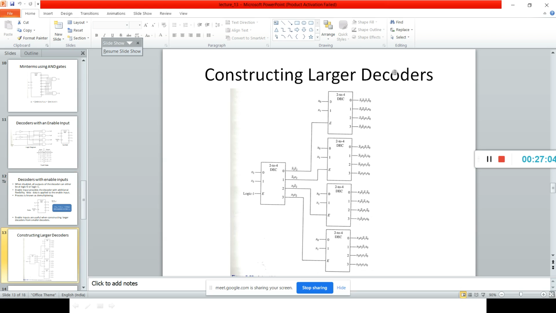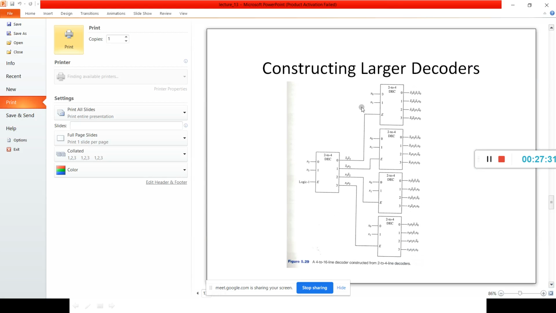So next we have constructing larger decoders with smaller decoders. Here we are constructing a 4:16 decoder using 2:4 decoders. Here 2 inputs, and here also we have 2 inputs. x3 x2 is applied to the first level of the decoder. Here we have the construction of this 4:16 decoder, with 16 outputs and 4 inputs. x3 x2 is applied to the first level of the decoder, x1 x0 is applied to the second level of the decoder.